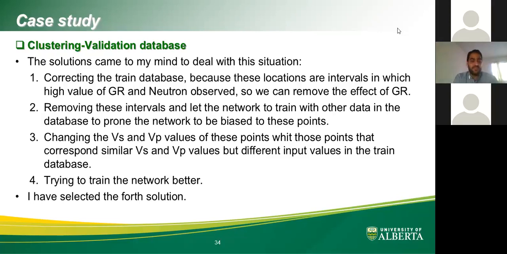The second solution is removing these intervals and letting the network train with other data in the database, to prevent the network from being biased toward these points. It's not recommended, because if you remove some data from your database, your network cannot be trained as well as you want, because you are removing something. It's not recommended. I didn't use this solution.